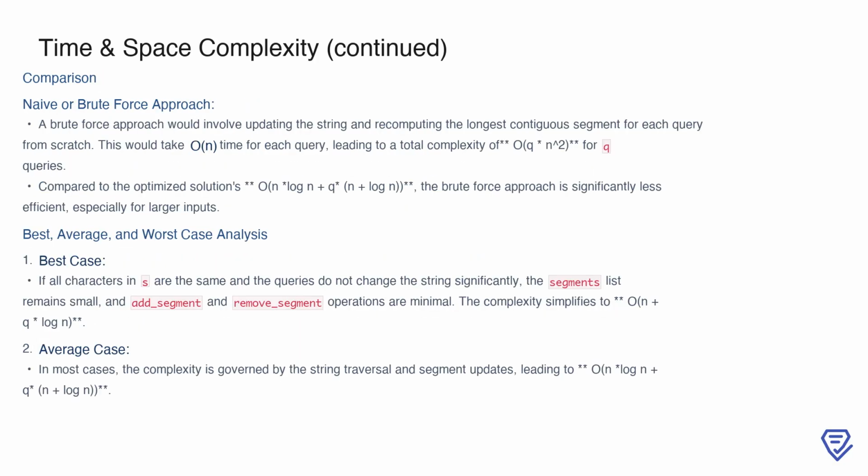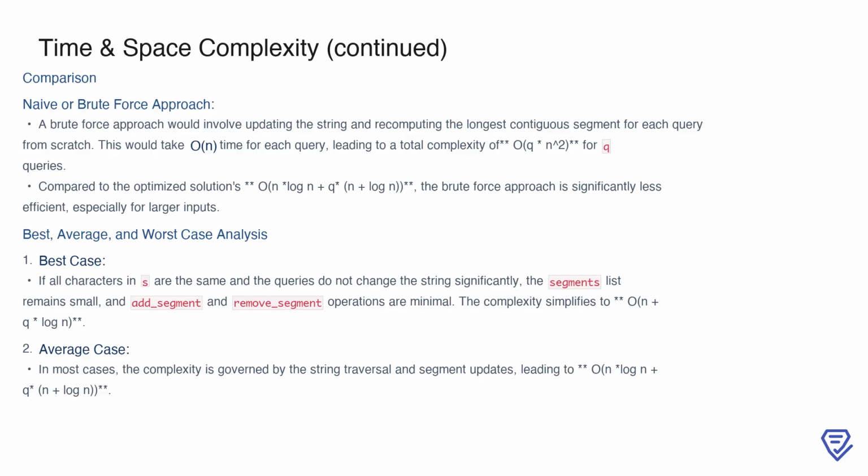To put this into perspective, let's compare our optimized solution with a brute force approach. A naive solution would recompute the longest contiguous segment from scratch after every query. This would involve traversing the entire string for each query, resulting in O(n) time per query. For Q queries, the total time complexity would be O(Q * n squared). In contrast, our optimized solution, with a complexity of O(n * log n + Q * (n + log n)), is significantly more efficient, especially for large inputs.